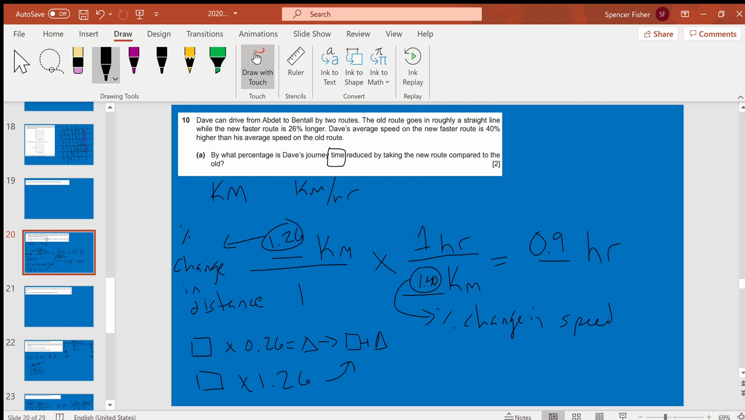Now the thing to make sure that you're okay with is that this is not our answer. We're not looking for 0.9 hours. This is just the percent change overall. If we're looking for the time reduced, and since this is a rate, it's out of 100 or out of 1, that'll be 1 minus 0.9, which is 0.10, or 10%.